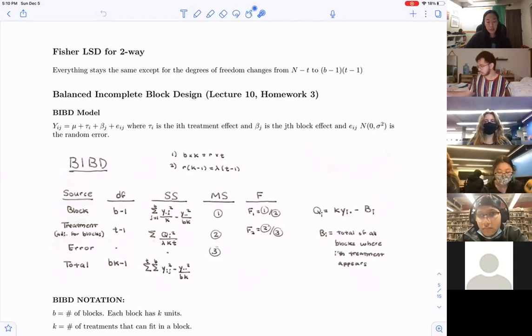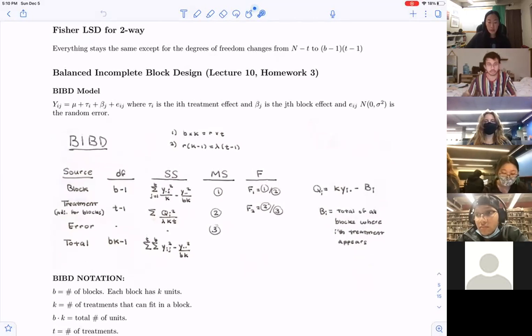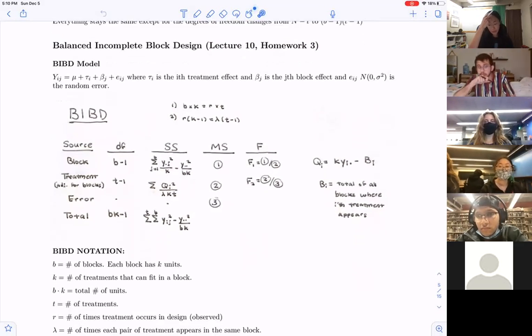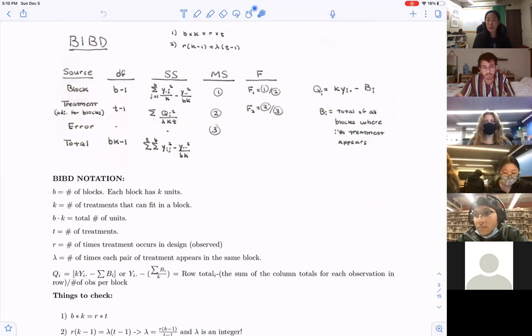Okay, so I added a few things to the balanced and complete block design notes, namely where you can find the lecture and the homework, where you can find an example in the homework, as well as where Dr. J talked about it in lecture 10. And also Shervon was nice enough to make these nice tables as a quick reference, so you don't have to flip back and forth between your lecture notes or your textbook. And conveniently, there's also a little bit of notation here so that you can quickly reference how to get your formula.